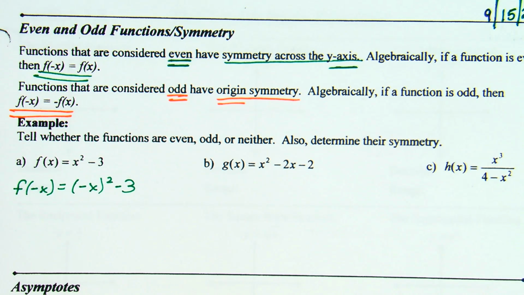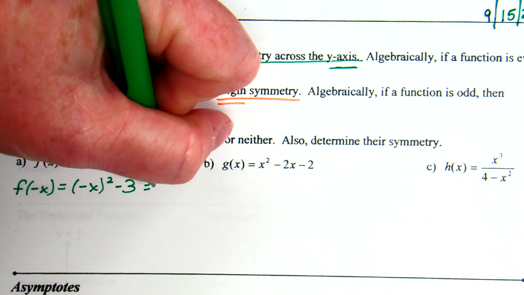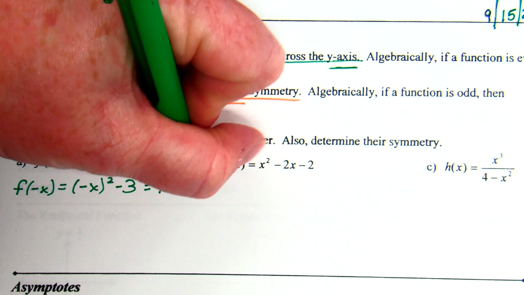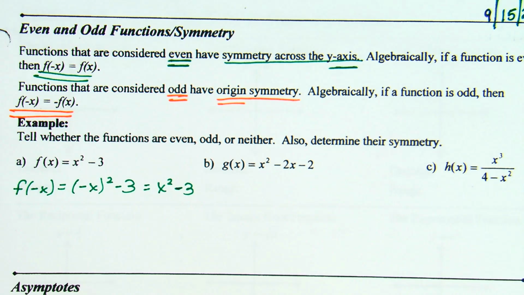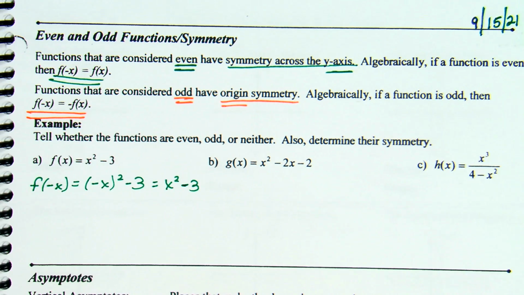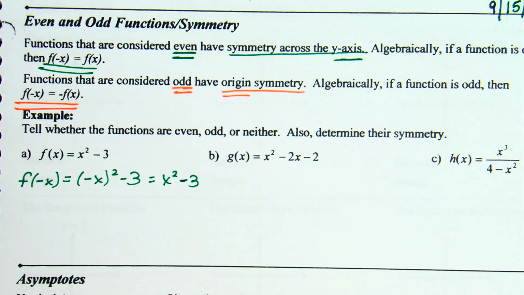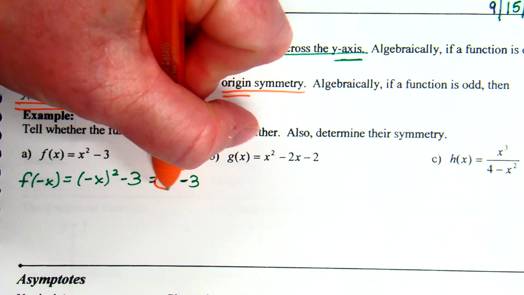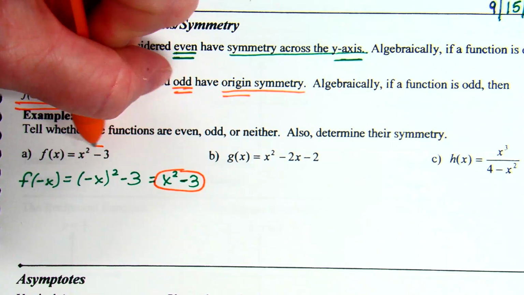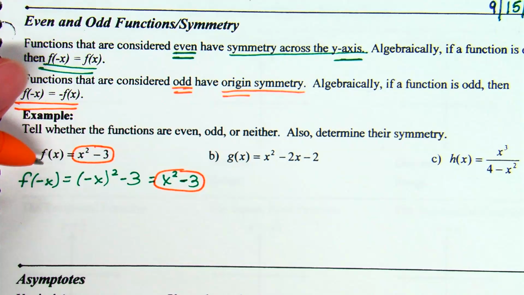And so if we clean this up, negative x raised to the second becomes positive x squared, still minus 3. What do you notice here? What do we end up with? x squared minus 3, which was the original, wasn't it? So I just showed that f of x is equal to f of negative x. What does that mean according to our definitions up above? It's even.